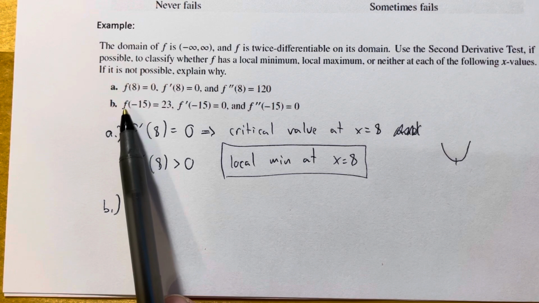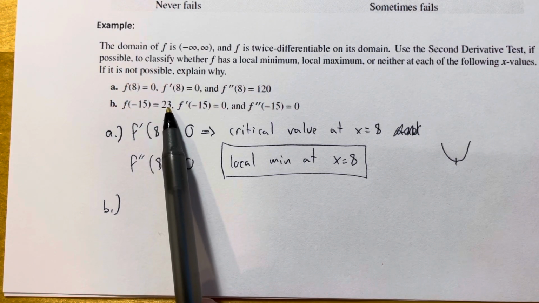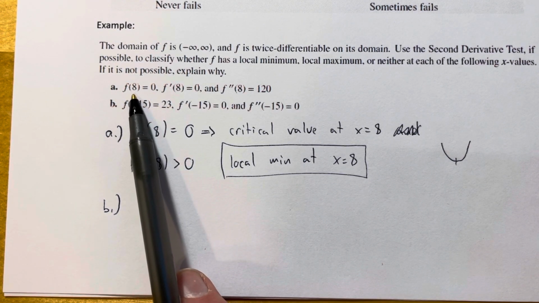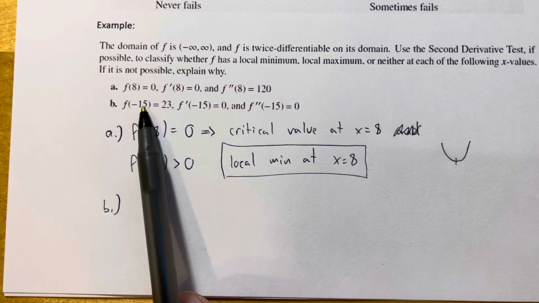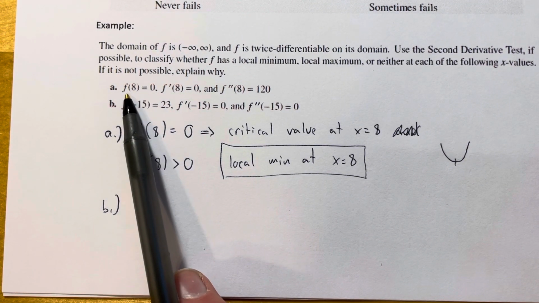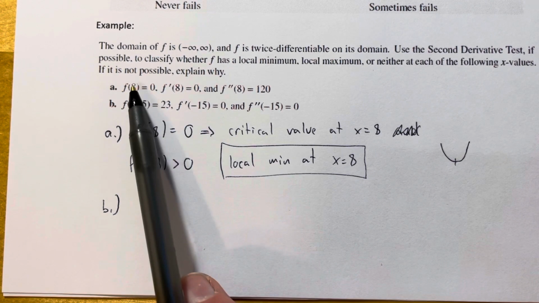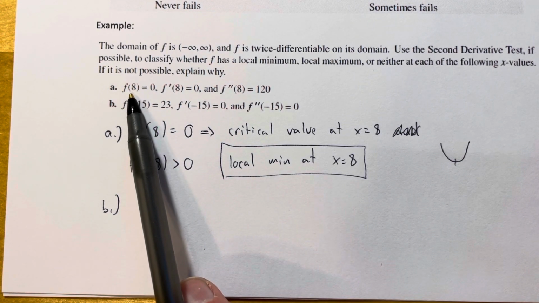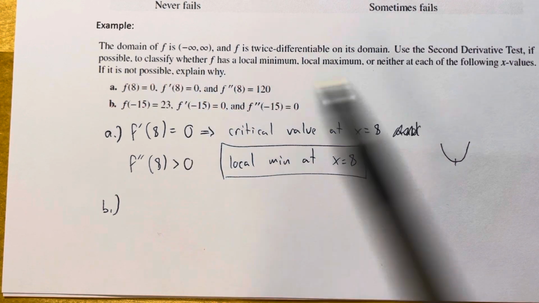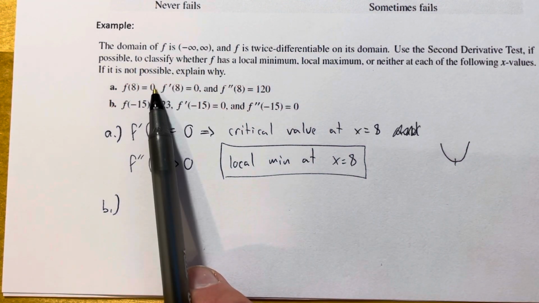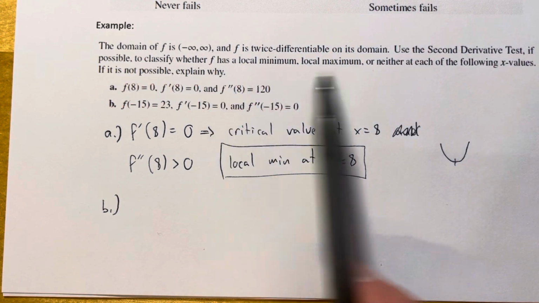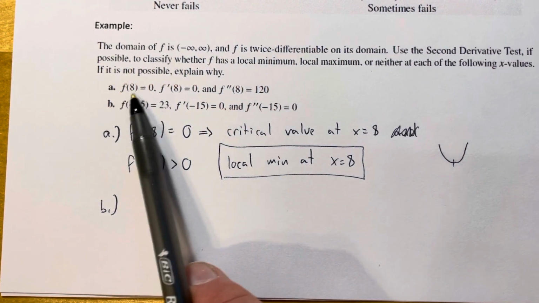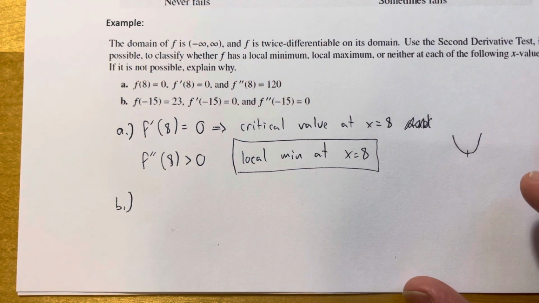So f of negative 15 is equal to 23. Notice in the previous example, I never used that first fact. Where that would be used is if I identified the fact that we have a local minimum at x equals 8 in part A, and then the question asked, what is that local minimum? Well, in this case, the local minimum was 0, and it occurred at x equals 8. The problem didn't ask for that, so I never needed to use that first value.